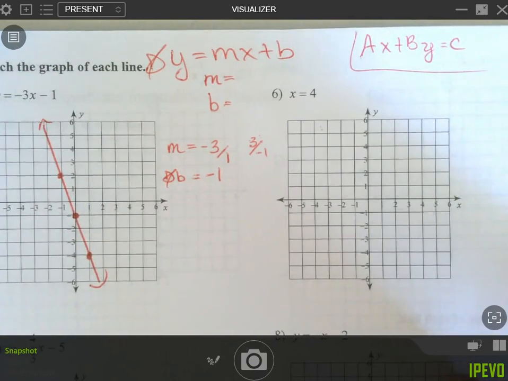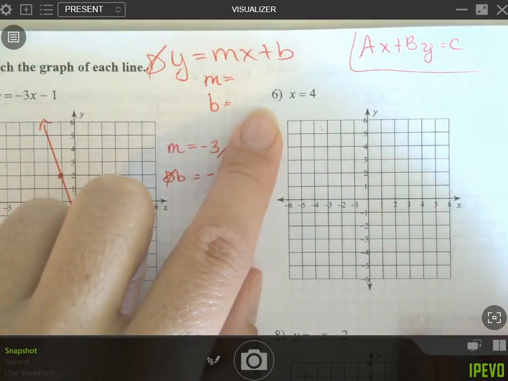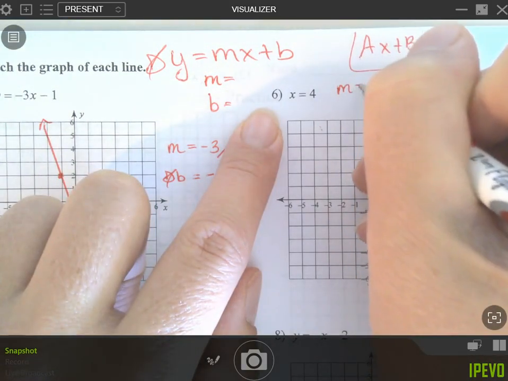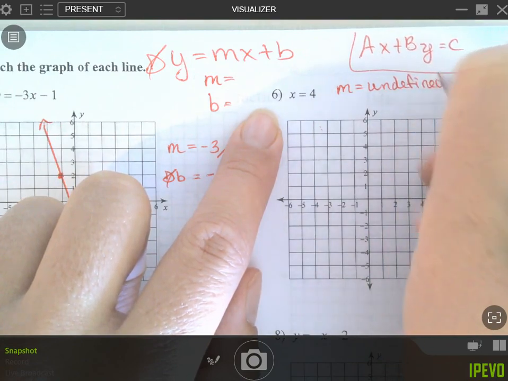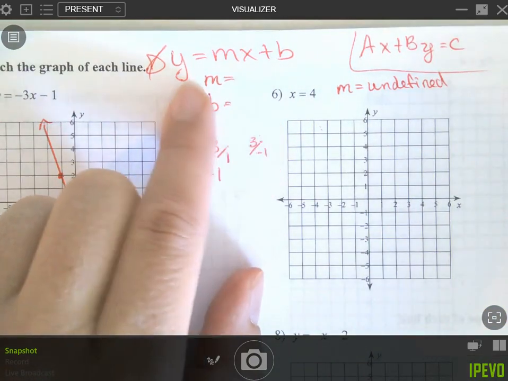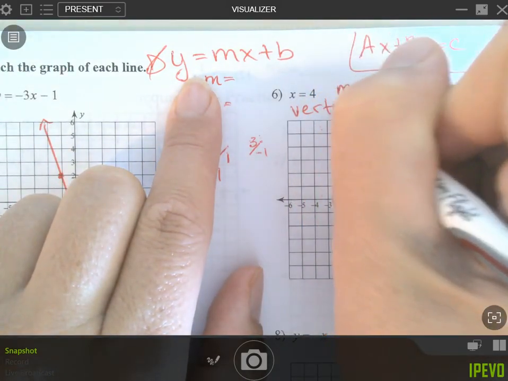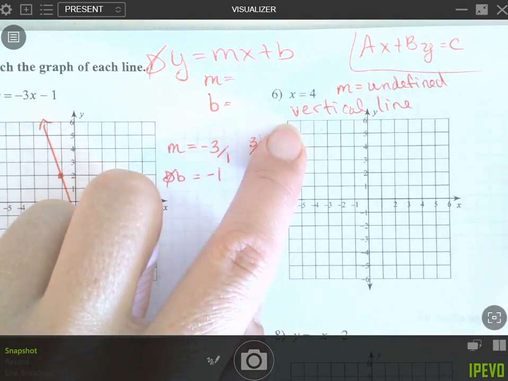Now, number 6 is different. We were just talking about this. You know how everything's all y equals on this page, and then you have this one that says x equals. This one has a slope that's undefined. This one does not have a y-intercept. It doesn't fit the rules. This one is your vertical line. Because no matter what happens, the x value is always at 4.